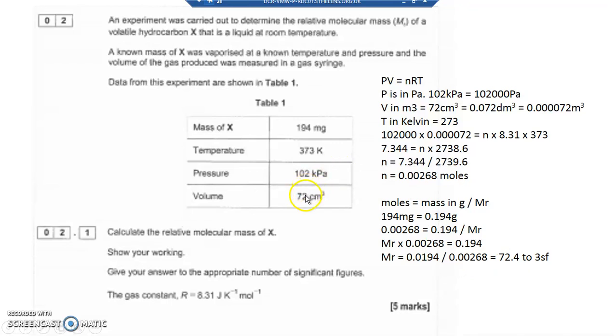Let's have a look at how many significant figures. Most of these seem to be to three significant figures: 194, 373, 102,000 to three significant figures, 8.31 to three significant figures. So we'll put it to three significant figures because most of the others are. 72.4 to three significant figures.